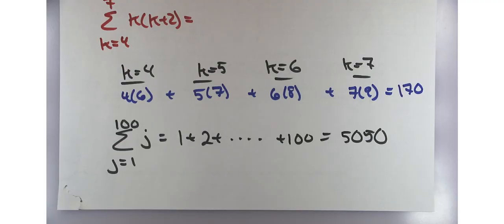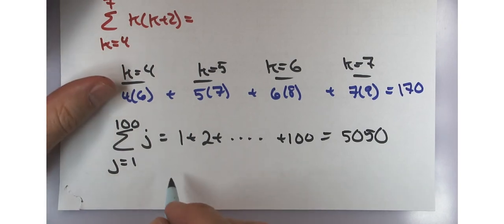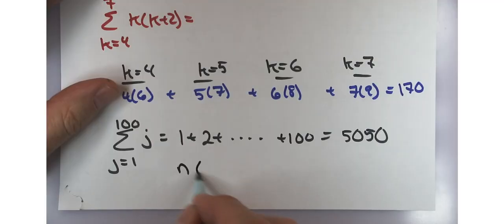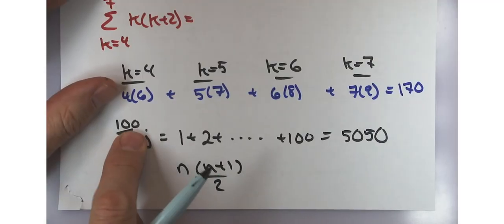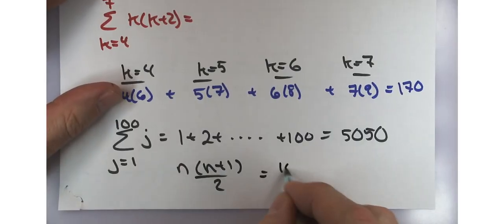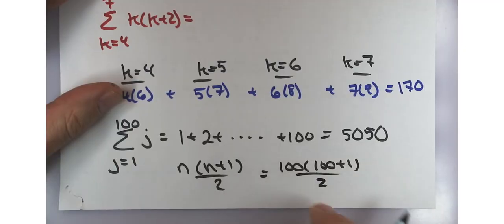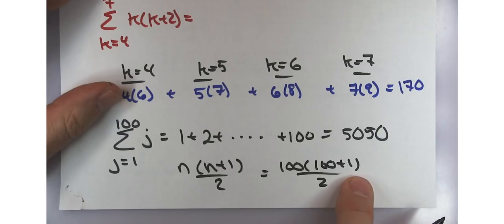Now, I'll show you eventually that there's a formula for this kind of thing. And that formula is n times n plus 1 over 2, where n is this upper limit, assuming you're starting at 1. So we can check it out here. It's 100 times 100 plus 1 over 2. The 2 cancels in there, 50 times 101 gives you 5,050.